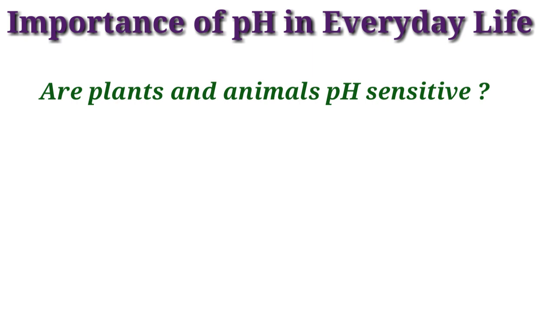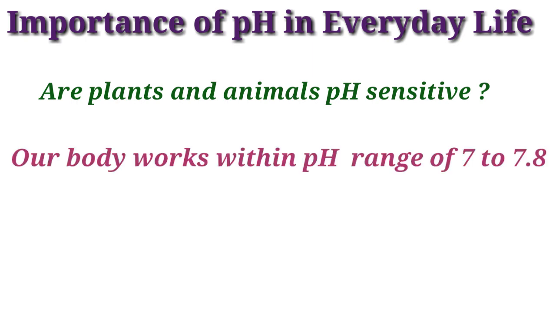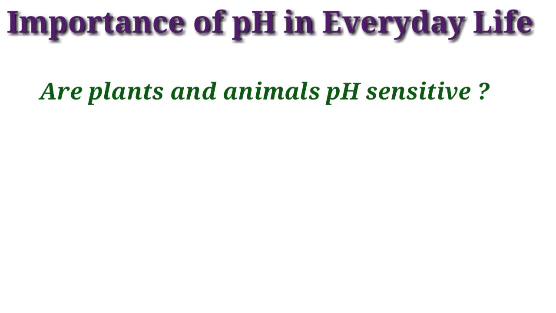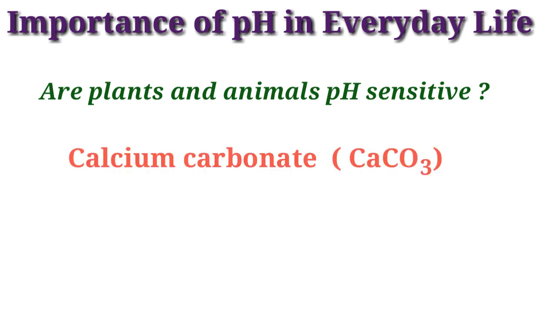Our body works within the pH range of 7 to 7.8. Living organisms can survive only in a narrow range of pH change. When pH of rainwater is less than 5.6, it is called acid rain. Too much acid rain can lower the pH of lake water or river water to such an extent that the survival of aquatic animals becomes difficult. The high acidity of lake water or river water can even kill the aquatic animals.